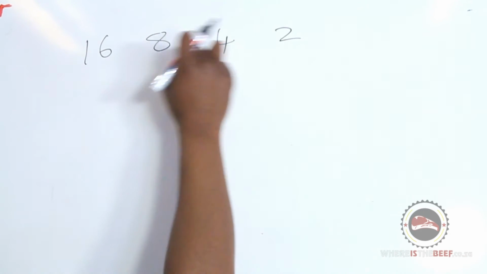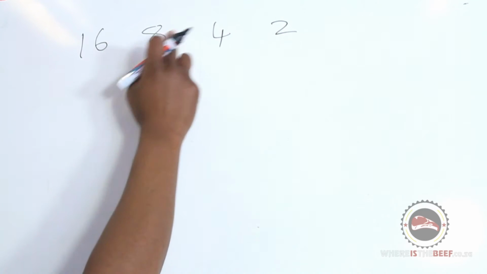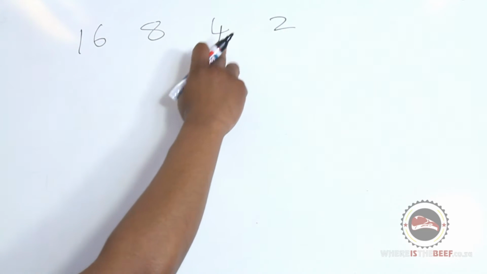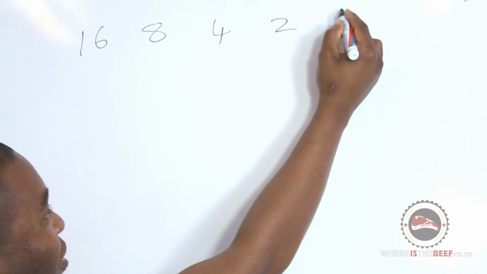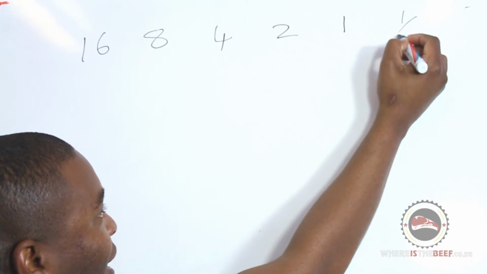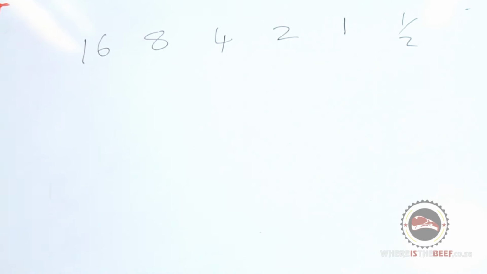You'll have 16 divided by 2, which gives you an 8. 8 divided by 2 gives you a 4. 4 divided by 2 gives you a 2. So it's going to continue, like you're going to get a 1, you're going to get a half, all the way up to infinity, if that's what they want you to write.